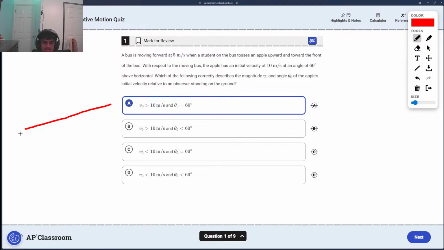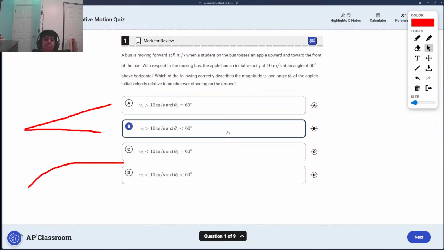So that plus that equals that. So the angle is lower. Yeah, right. So it's B. Let's go. Okay, I might have underthought it.